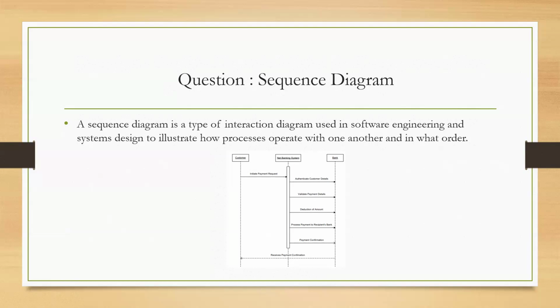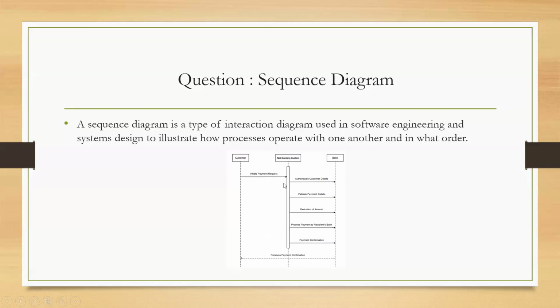So a sequence diagram is a type of interaction diagram used in software engineering and system design to illustrate how processes operate with one another and in what order. Here, if you can see, whatever the scenario which was given before, customer making payment through net banking, for that you need to draw a sequence diagram, guys. Okay, so here you can see we have the customer, the net banking system, and the bank. How these are interacting with each other, how the sequence of messages is passing between these objects is shown through this sequence diagram.